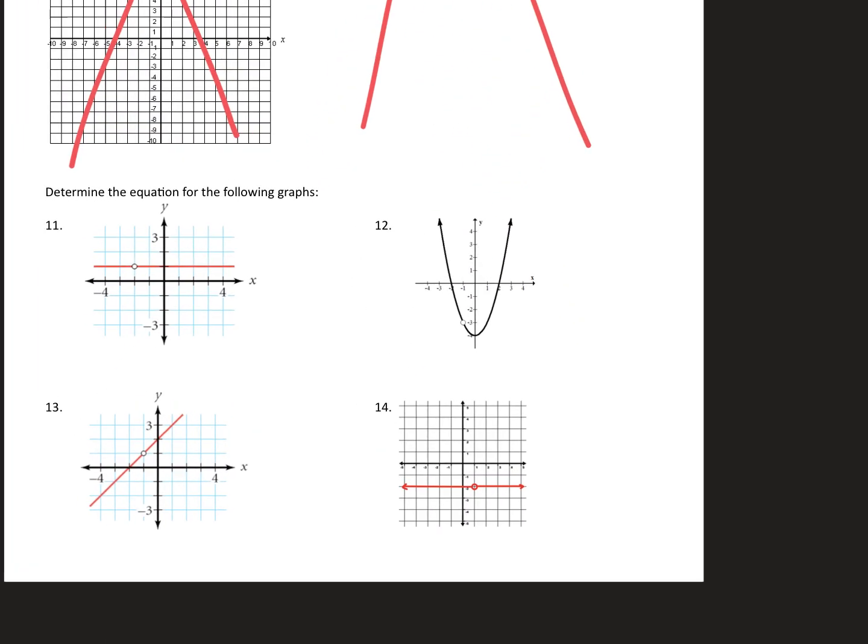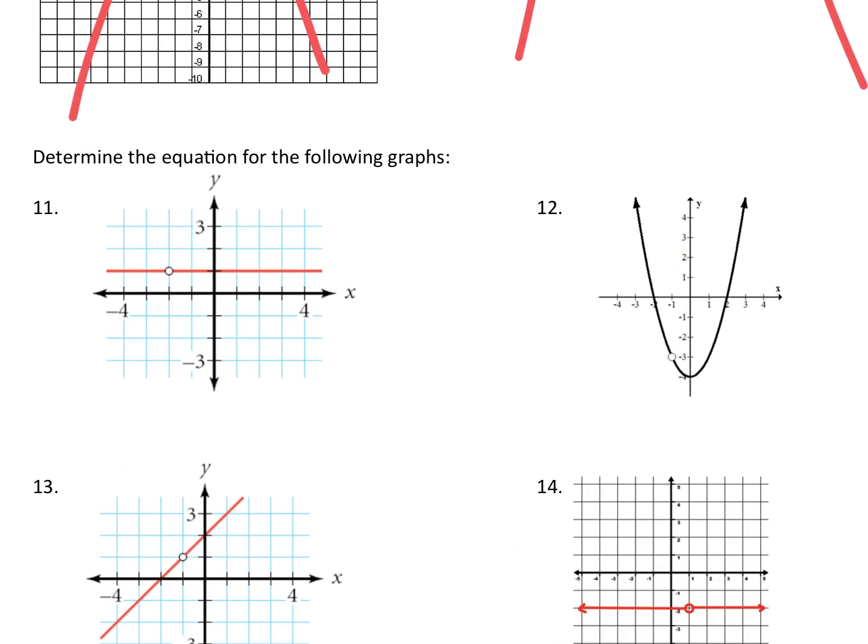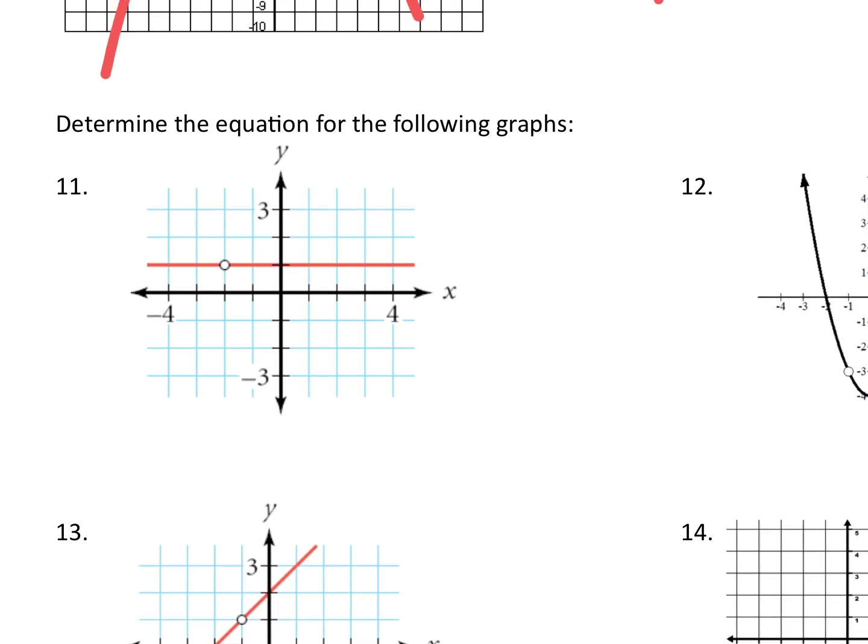Now, 11, 12, 13, 14, it might seem like, look at all those problems you have to graph. No, they already gave you the graph. So all I got to do is write the equation. Let's do it for the first one. You'll see how easy these can be. What's the equation for that line that goes right across at 1? It's y equals 1.